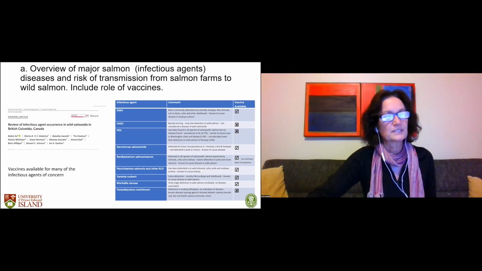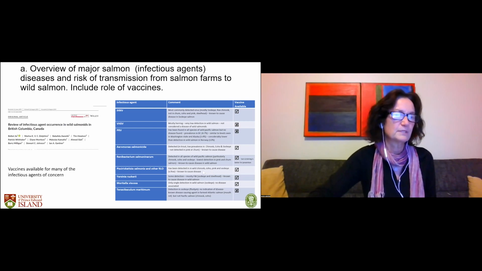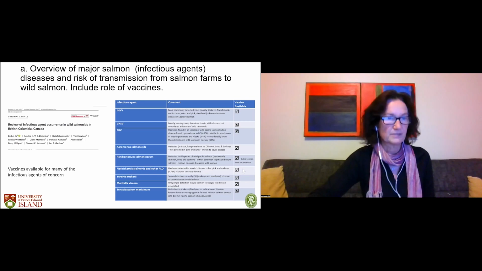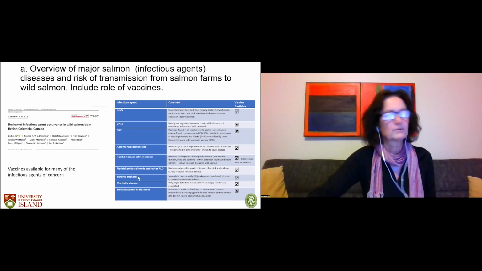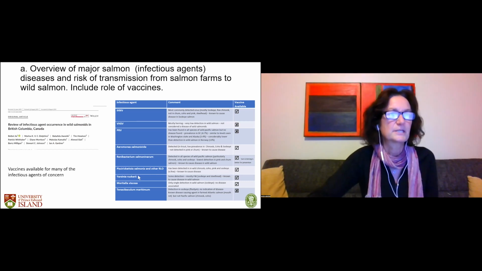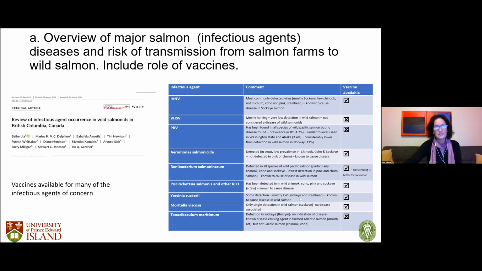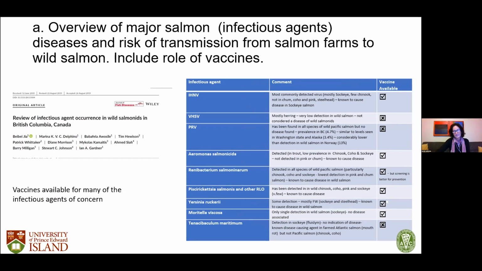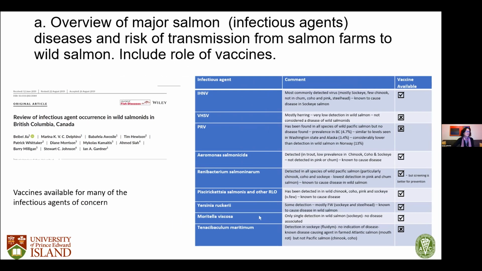It has been detected in Chinook, coho, pink, and sockeye, but you haven't seen too much disease associated with it in the wild populations, though we do see it on the farms. There is a vaccine. Yersinia ruckeri tends to be more of a freshwater bacteria. It causes enteric red mouth. It's been seen mostly in sockeye and steelhead. It has been shown to cause disease in these species. There is a vaccine available for it.